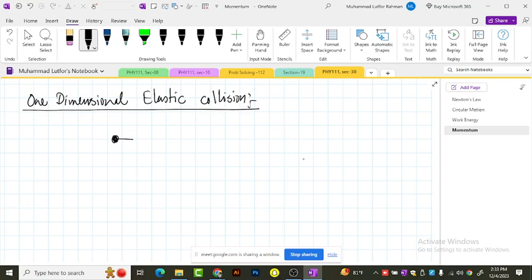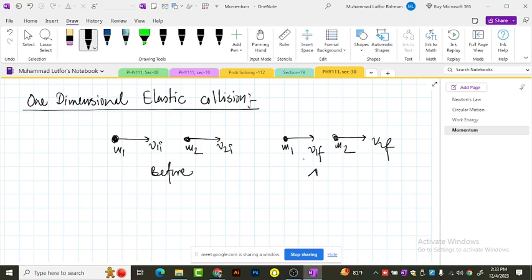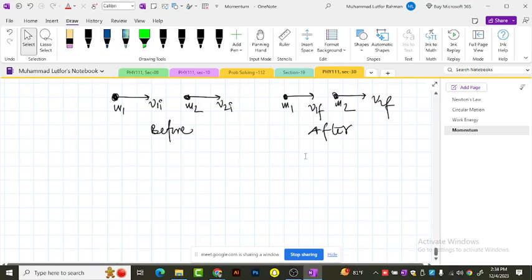Let's say I have an object m1 with velocity v1i, and another object m2 moving with velocity v2i. This is before the impact. After the collision, we have m1 with v1f and m2 with v2f. I want to find out what these velocities are after the collision.